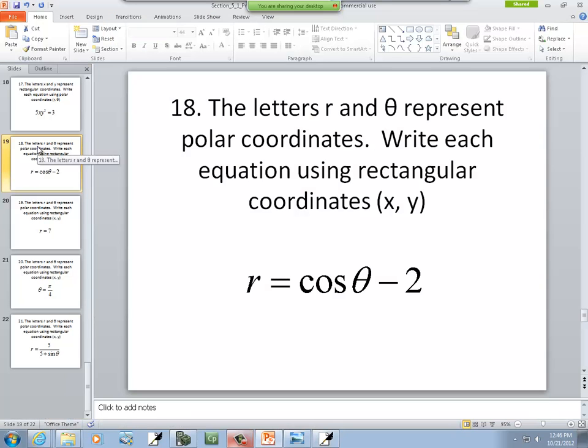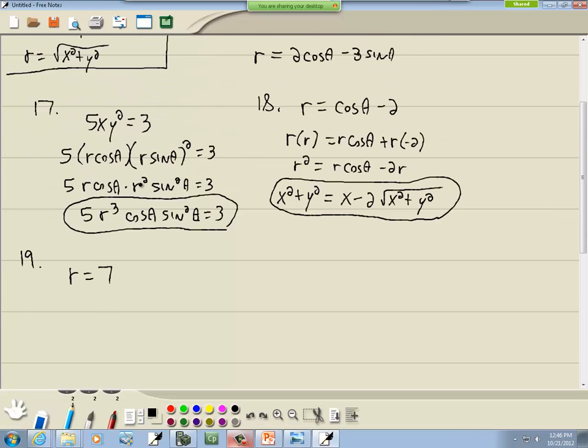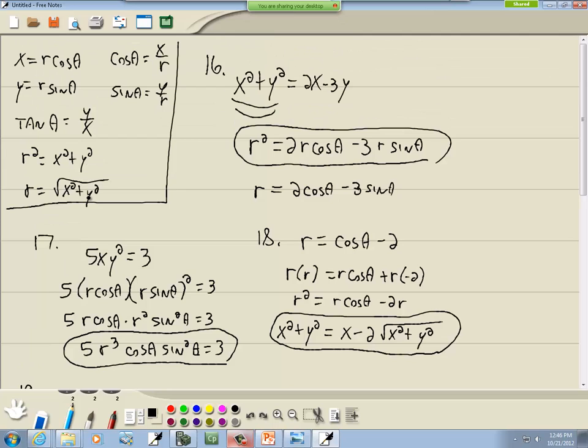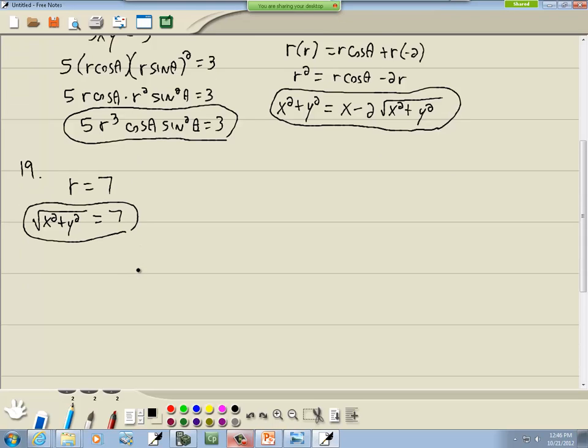Let's look at our next example. R is equal to 7. Easy one. R is right up here. We said it's square root of x squared plus y squared. So, square root of x squared plus y squared. And this is our answer. Now again, they could simplify it further. We could square both sides, and then we'd have x squared plus y squared is equal to 49, which is a circle, which is what r is equal to 7 is. So hard to say where they'll go with that. This technically is done per the instructions.